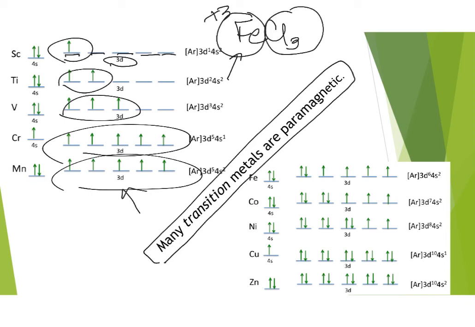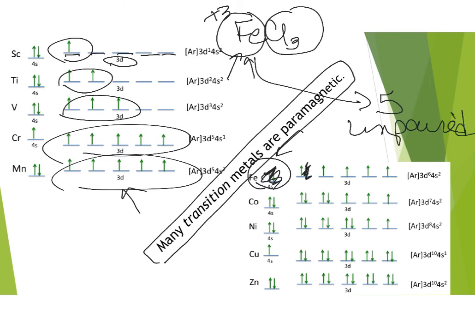So hopefully you remember that when you're making a cation of a transition metal, the electrons in the 4s sublevel get removed first. So if I were making iron plus 3, I would remove those first. And then and only then can I start to remove electrons in the d sublevel. All right, so iron plus 3 has 5 unpaired electrons. So it's quite paramagnetic.